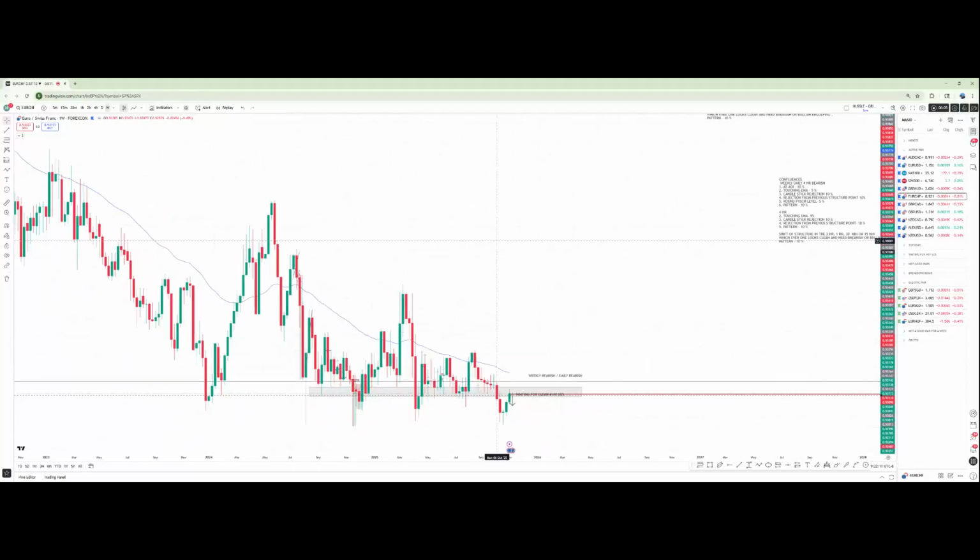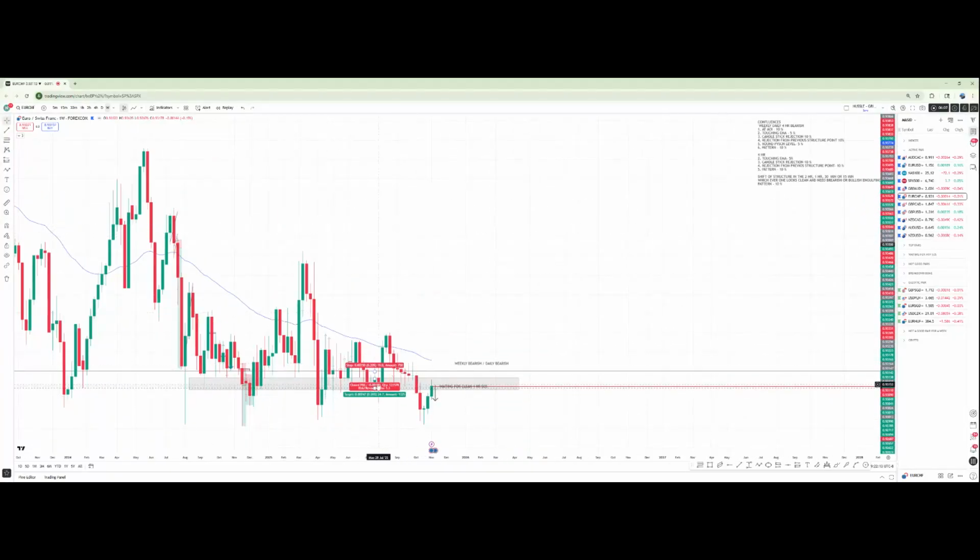EUR CHF, we are testing the previous structure point around this area. We have one, two, three, four support and resistance, key level of area, or what we call area of interest.